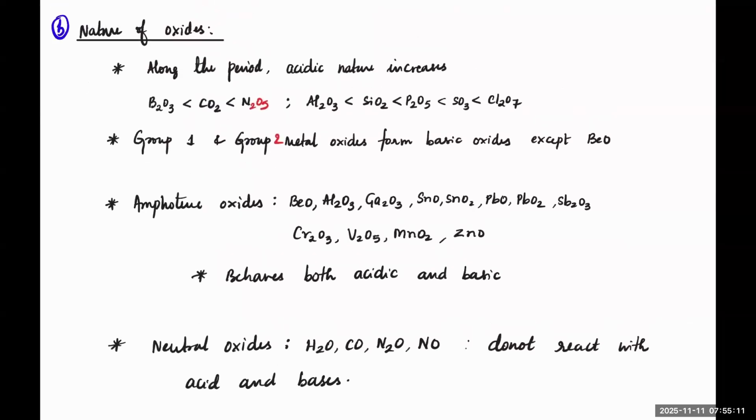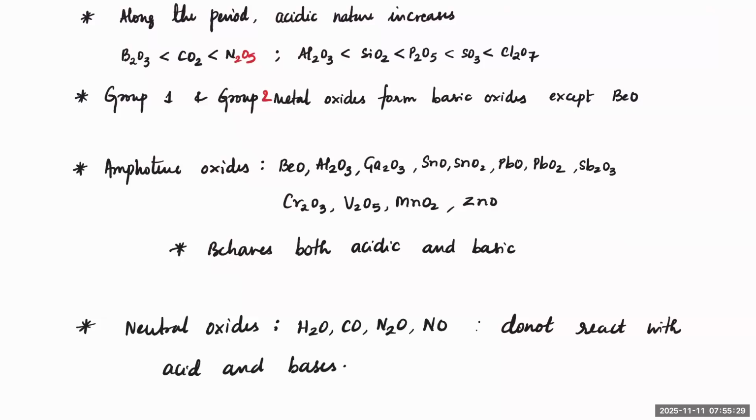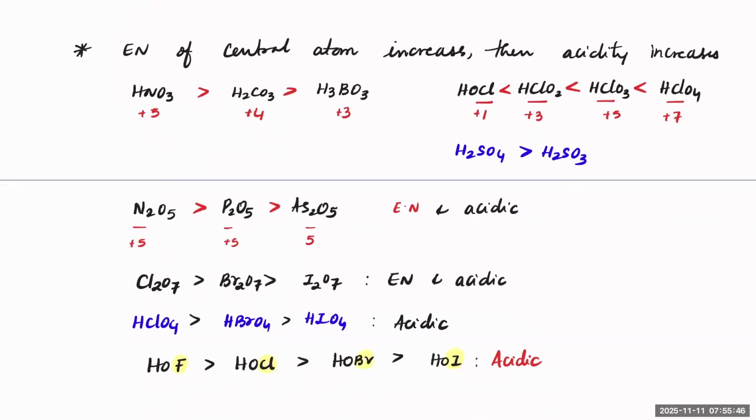Check out the nature of oxides. Which of them are basic, which of them are amphoteric, and which of them are acidic. Neutral oxides, check here. Next, check out, as the electronegativity of the central atom increases, acidity increases.